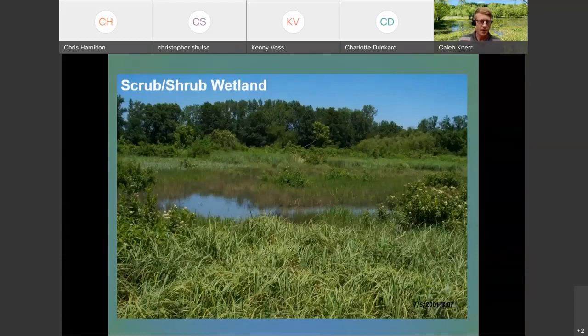Here's an example of a scrub shrub wetland, and typically these are defined by woody vegetation that's less than 20 feet tall. In this photo, it looks like buttonbush and different shrubby vegetation, and there's also an emergent wetland component out there. So this is just showing the various types of wetlands.